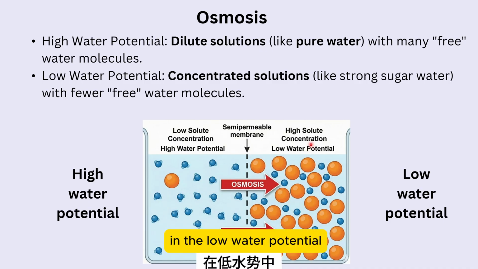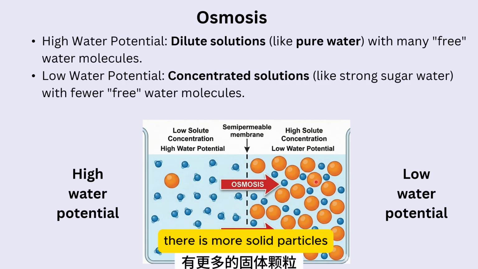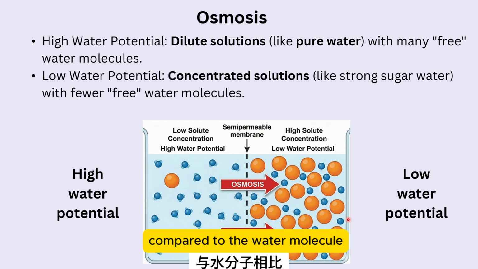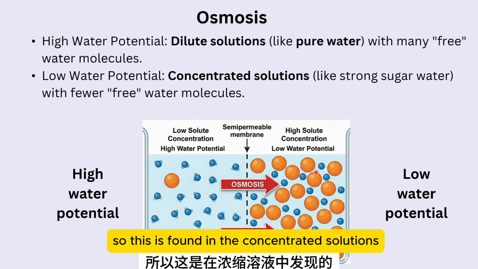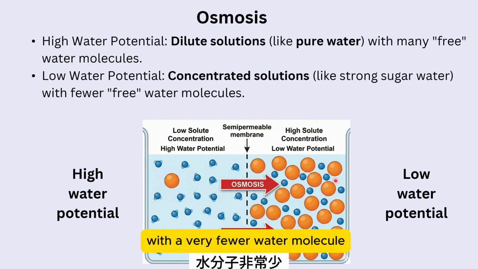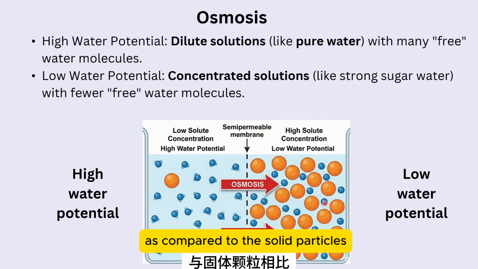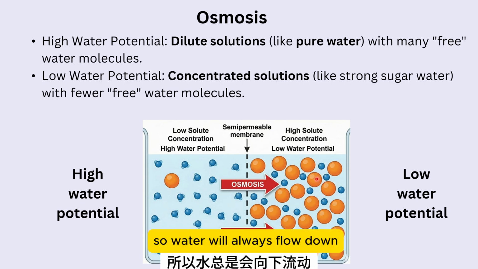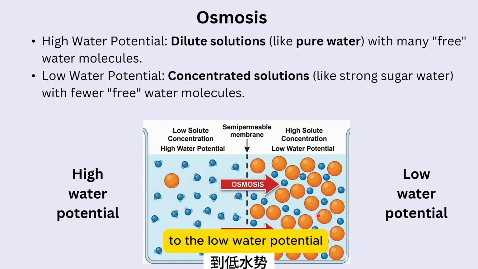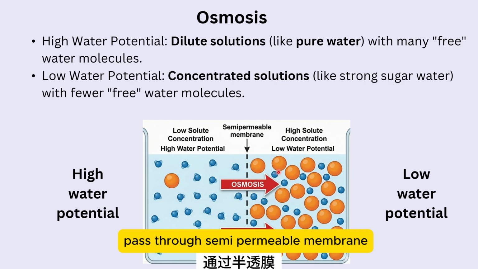In low water potential, there are more solid particles compared to water molecules. So this is found in concentrated solutions, like sugar solutions or salt solutions, with very few water molecules compared to the solid particles. So water will always flow down the gradient from the high water potential to the low water potential, passing through a semi-permeable membrane.